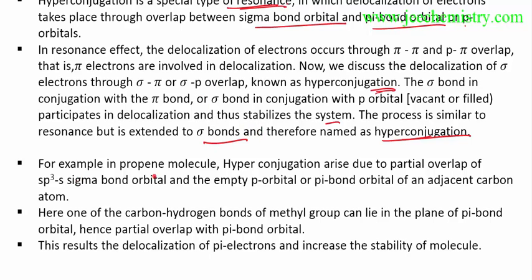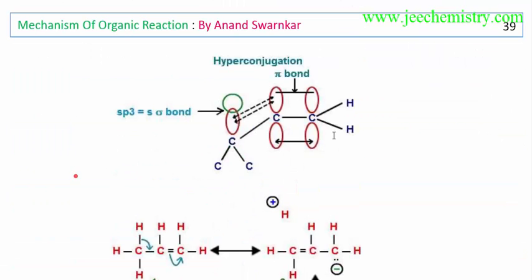For example, in the propene molecule, hyperconjugation arises due to partial overlap of sp3 and s sigma bond orbital and empty p orbitals or pi bond orbital of adjacent carbon atoms. Here this thing I will explain in the figure. Here is the figure of propene, methyl propene. There is a propene. Here is the double bond, so it is a propene.